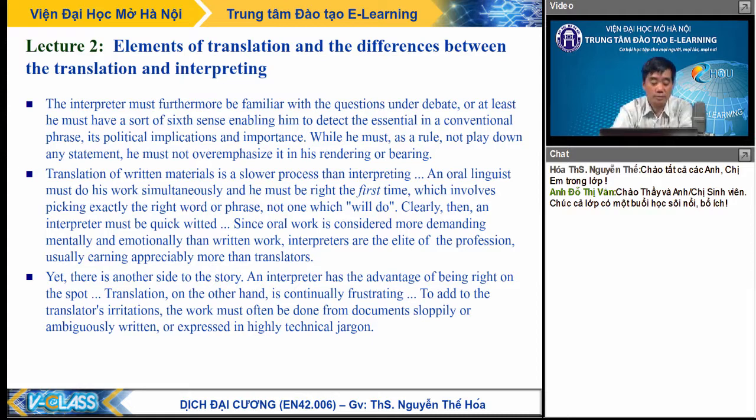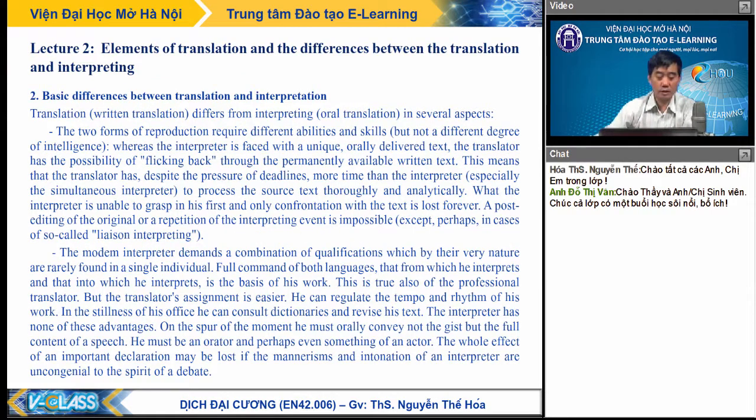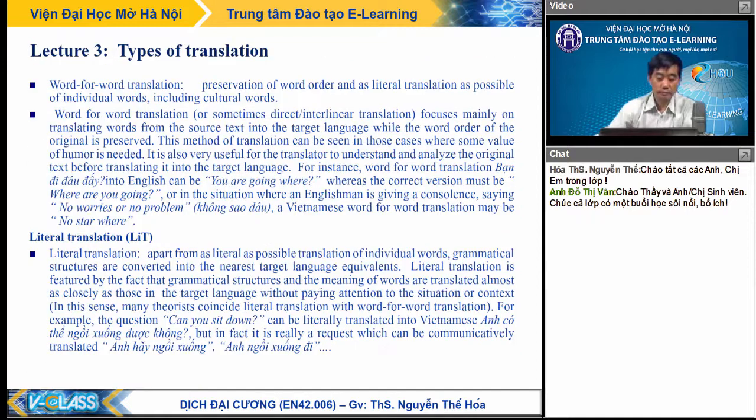But the translation of written material is a slow process, because the translator has a lot of time to look at the source text and the target text again and again, and he or she may make some kind of arrangement. The basic difference between translation and interpretation is the form. Actually, translation is for written text, and interpretation is for the spoken form. And now we move on to the types of translation.